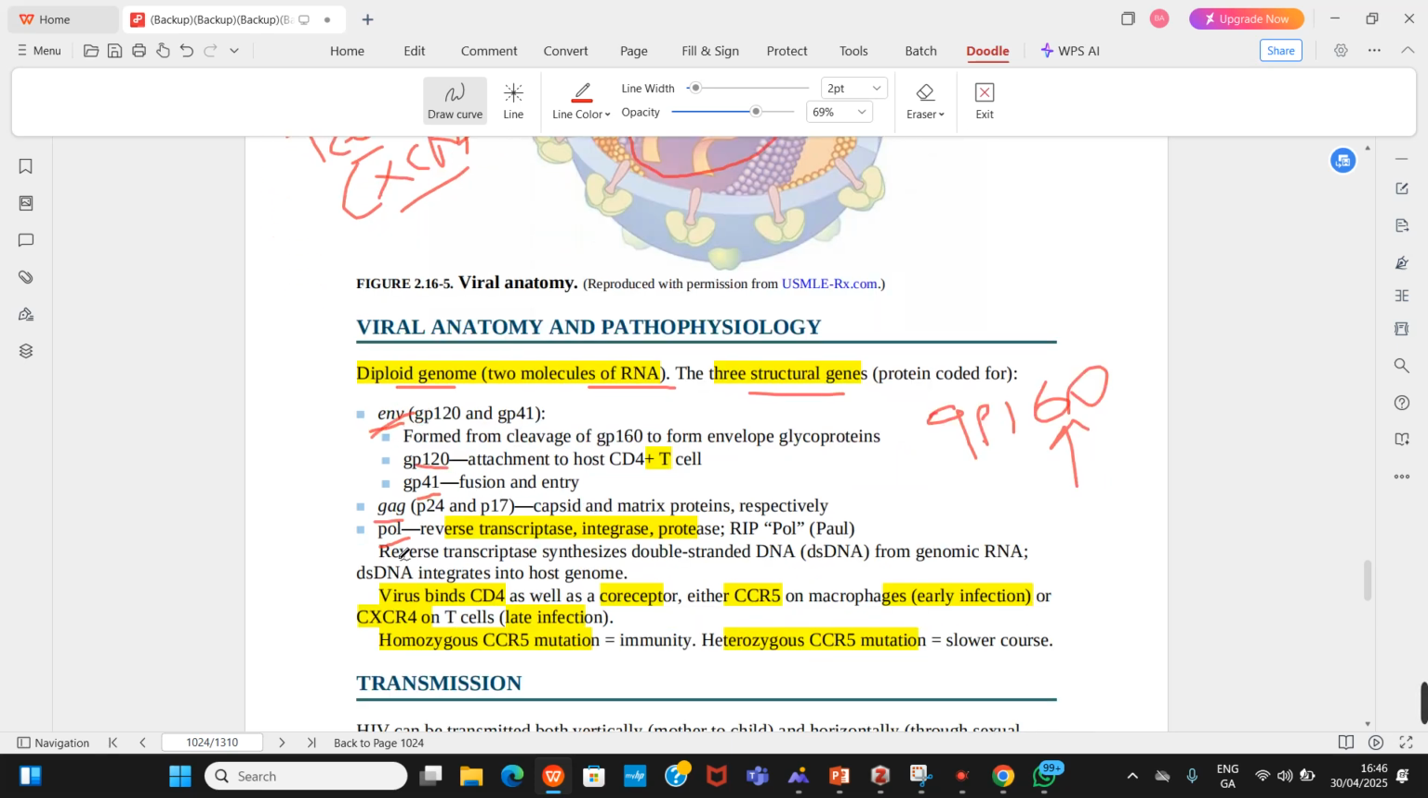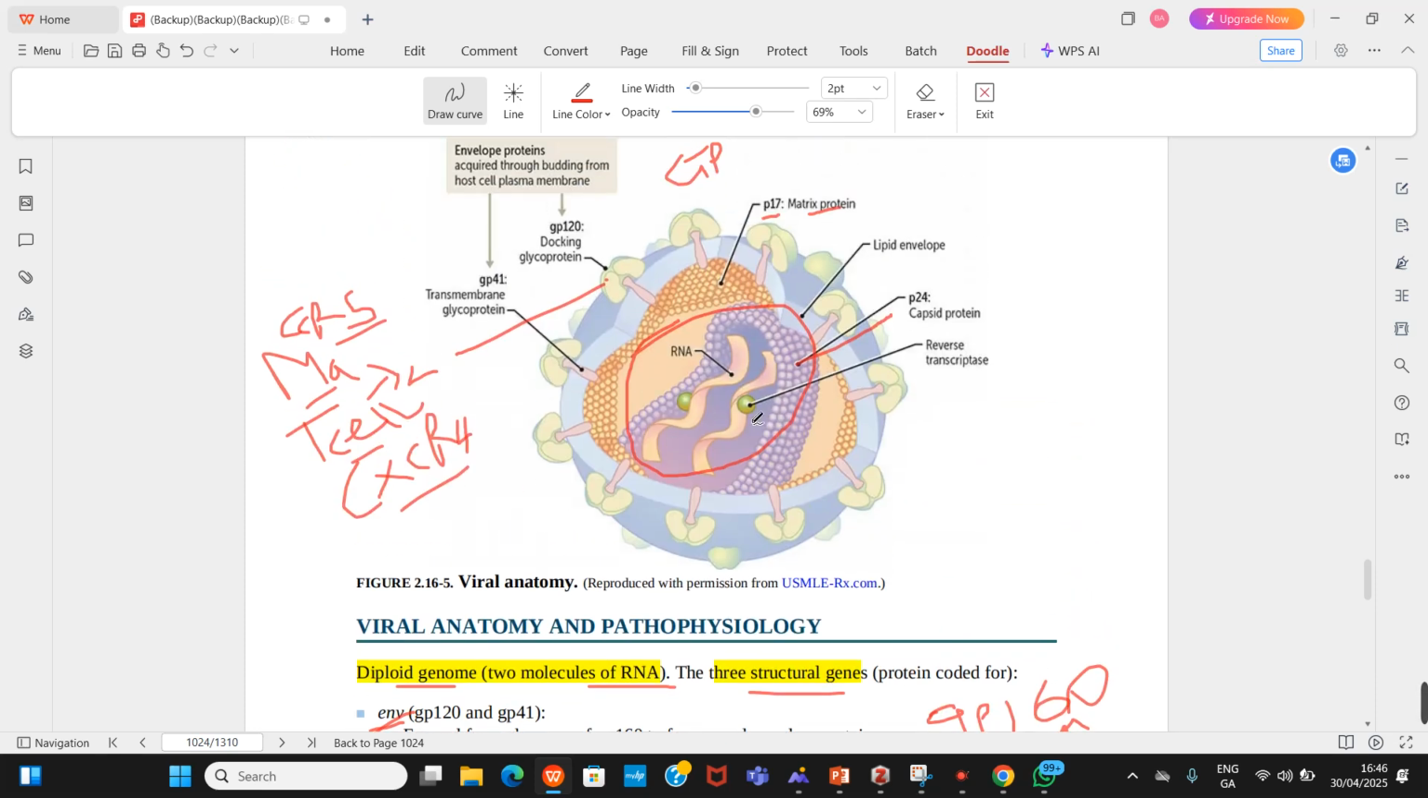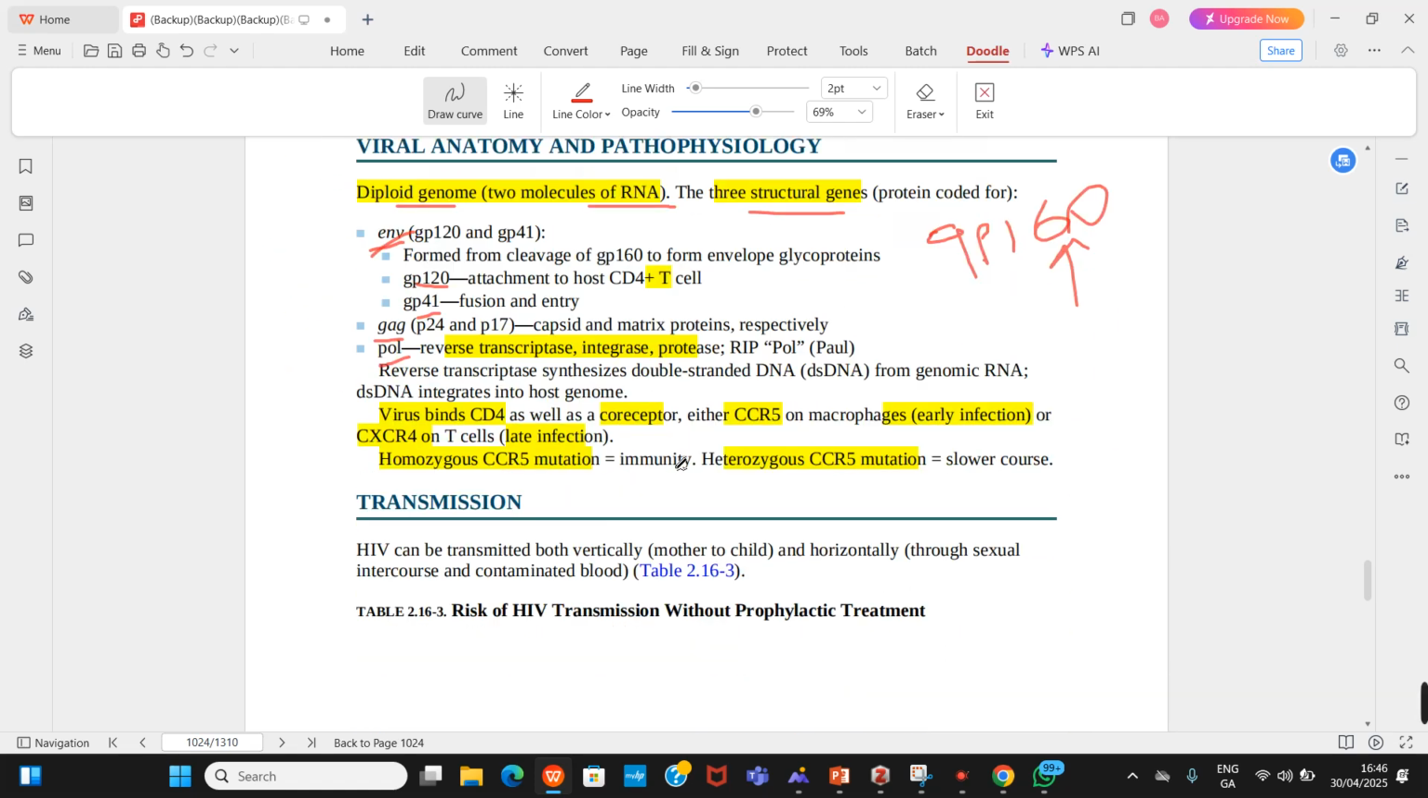Now, the next is the GAG protein. So GAG protein is just the matrix and the capsid. So the capsid, which is P24, and the matrix, which is P17. These are just there to cover it, to just form a shield around the genome. That's what they do, GAG. Then the pol. So the pol encodes the proteins. So 3 major proteins: reverse transcriptase, integrase, and protease.